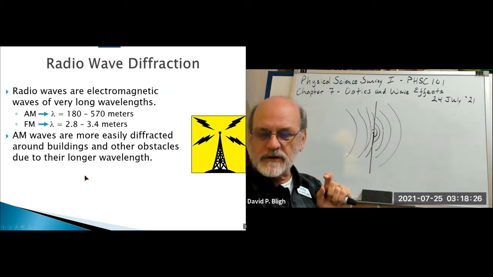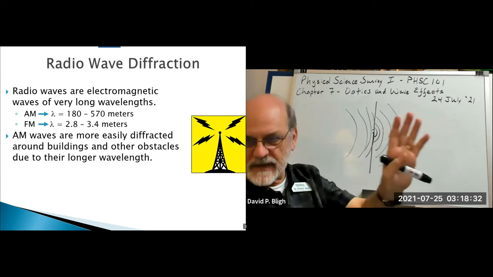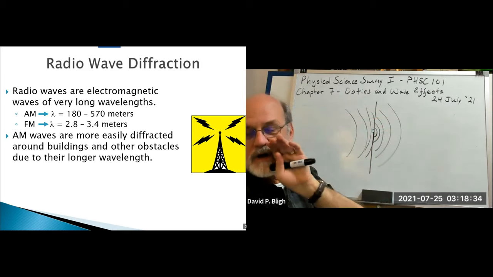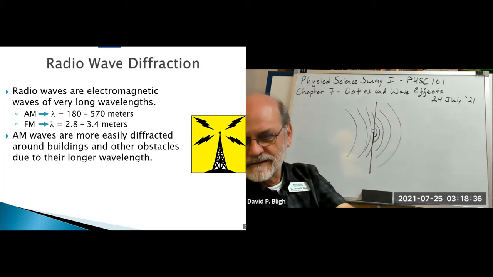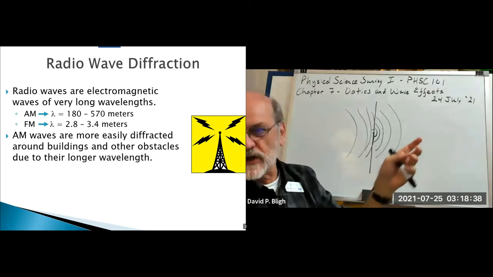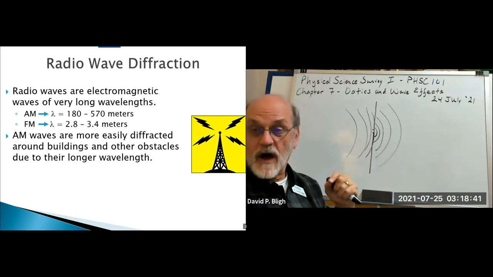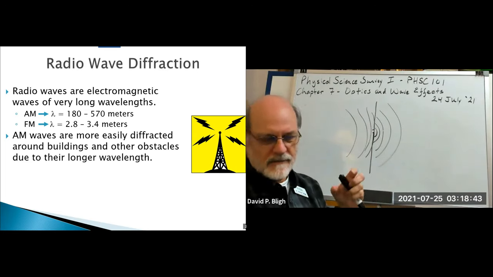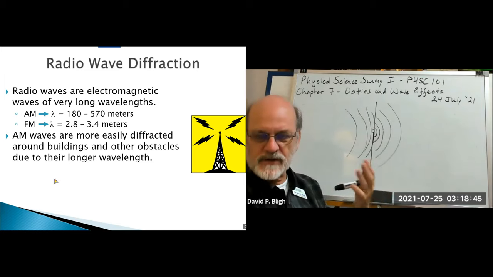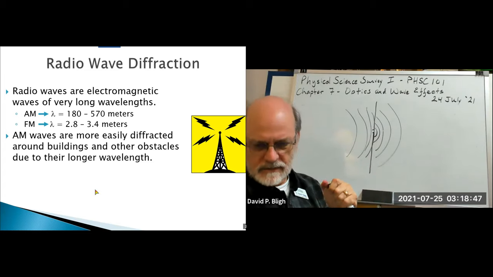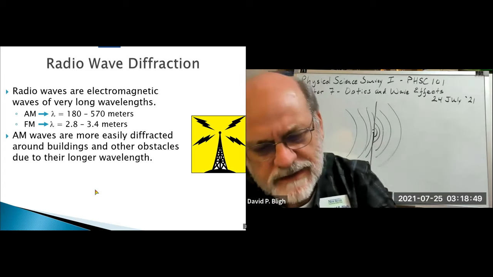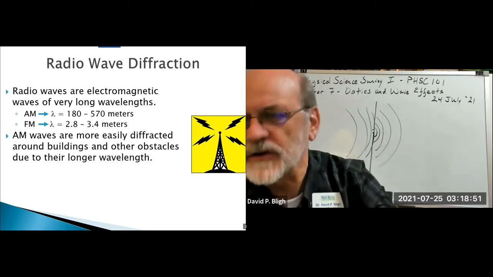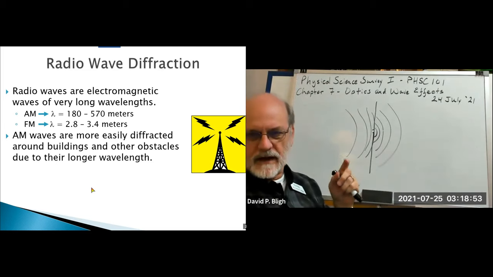So it's more difficult to lose the AM signal if you go behind something, or say you go down into a valley and there's a mountain between you and the AM signal. Very often you can still pick it up. There are a couple of reasons for that. One of them is diffraction. And the other, let me see, am I going to talk about that? I'll introduce the topic anyway in just a second.